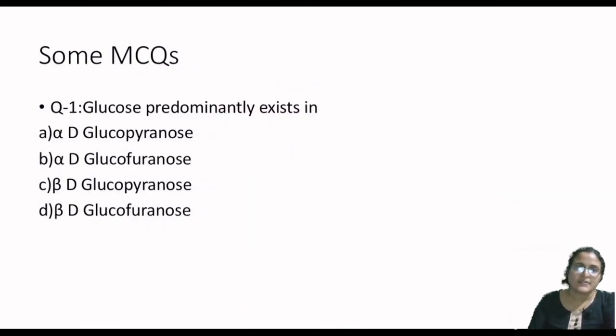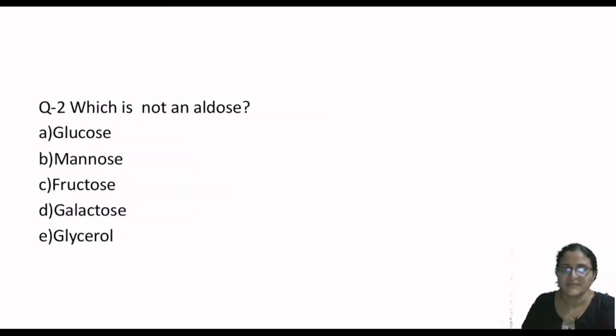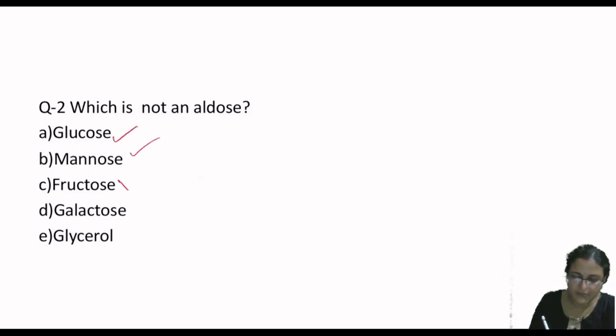Now coming to some MCQs. First, glucose predominantly exists in which form? As I have already told, that is the beta-D-glucopyranose form. Which is not an aldose? Glucose is an aldose, mannose also, fructose is a ketose, and galactose is also an aldose, glycerol is an alcohol. So the answer is C and E.